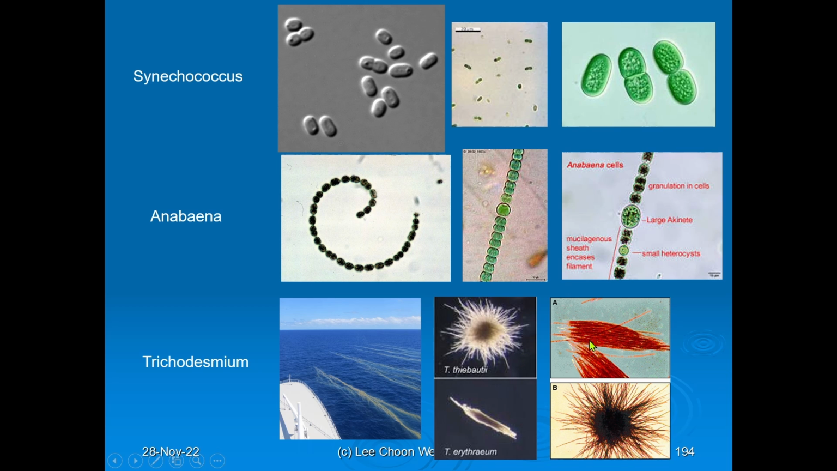Trichodesmium is also filamentous in this kind of organization. Trichodesmium is very important in the seas because it is the main nitrogen fixer in the upper waters of the sea. Here you can see colonies of Trichodesmium in the open ocean.